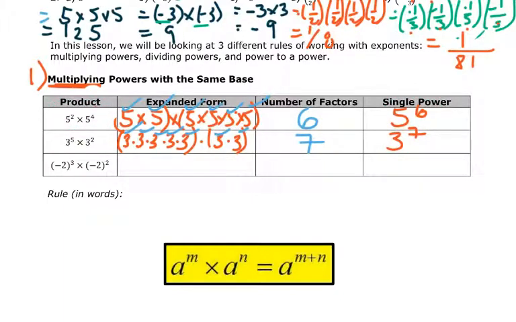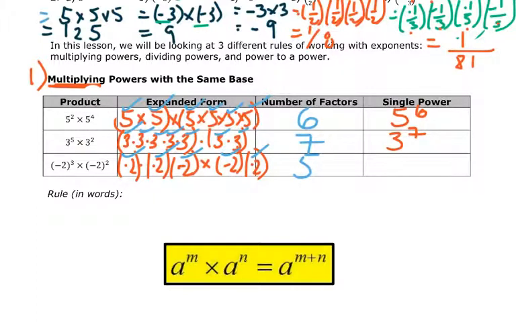Okay, so we're going to do the very last one and then I'm going to tell you what the pattern is. We've got negative 2 to the power of 3 times negative 2 to the power of 2. So let's do negative 2 to the power of 3 first. We've got negative 2 times negative 2 times negative 2. And then we're multiplying negative 2 to the power of 2, so that's 2 more times. Negative 2 times negative 2. Let's count them up. We've got 1, 2, 3, 4, 5. We have 5 negative 2s. Let's put it all together now.